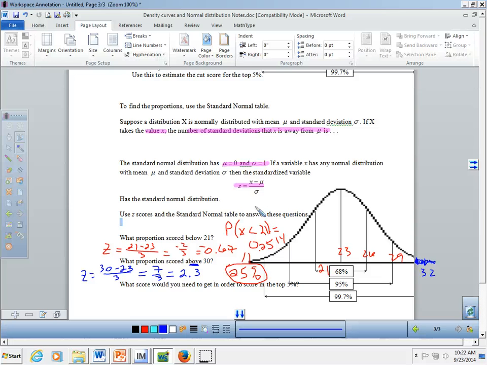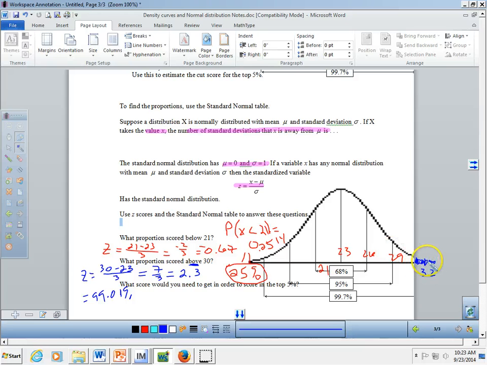My pen's dead again. Hang in there for a second. Let's see. There we go. Then that means that what? This is 99.01%. So apparently, 99.01% of test takers scored above a 30.